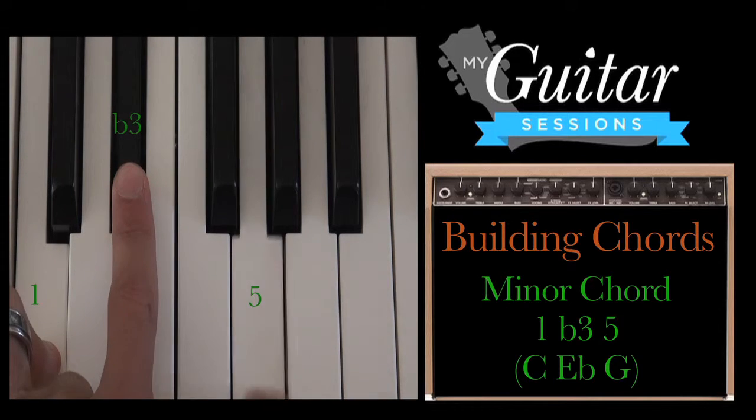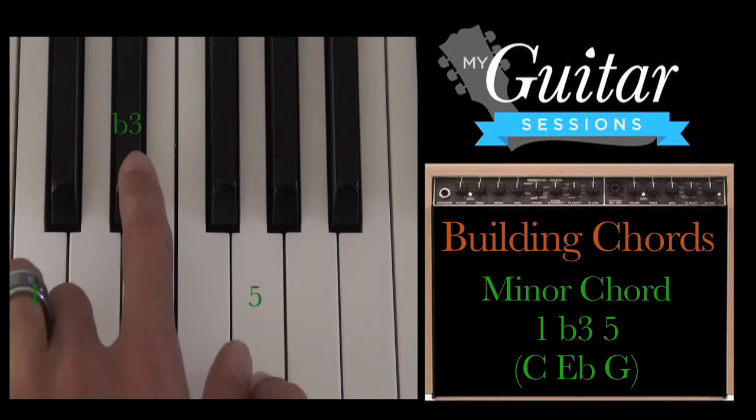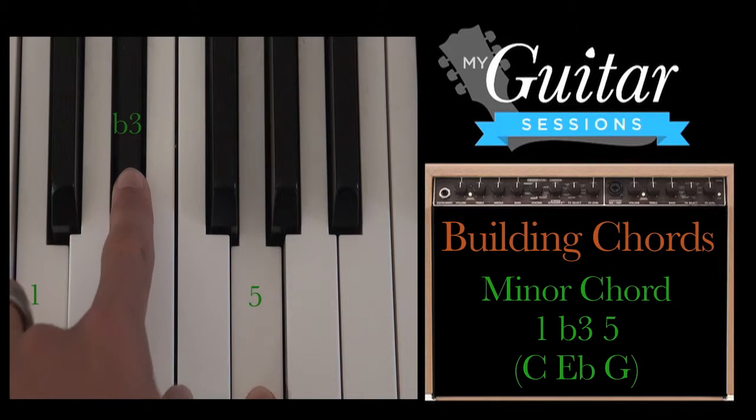1, flat 3, 5. So see, the only difference between this chord and the major chord was this note right here. Before we had a natural 3, so it was just E, but we're a minor chord, we need to flat the 3rd, so we take the 3 and we lower it a half step, and now our sound is completely changed and we have a minor chord.